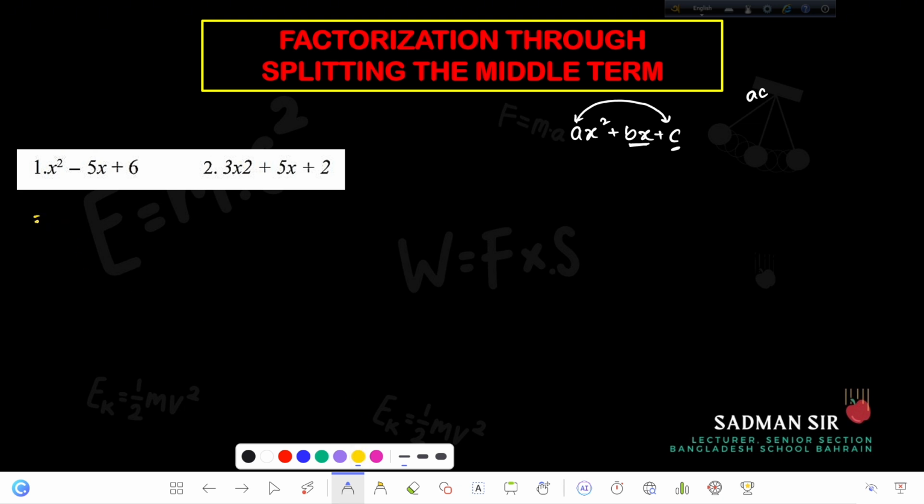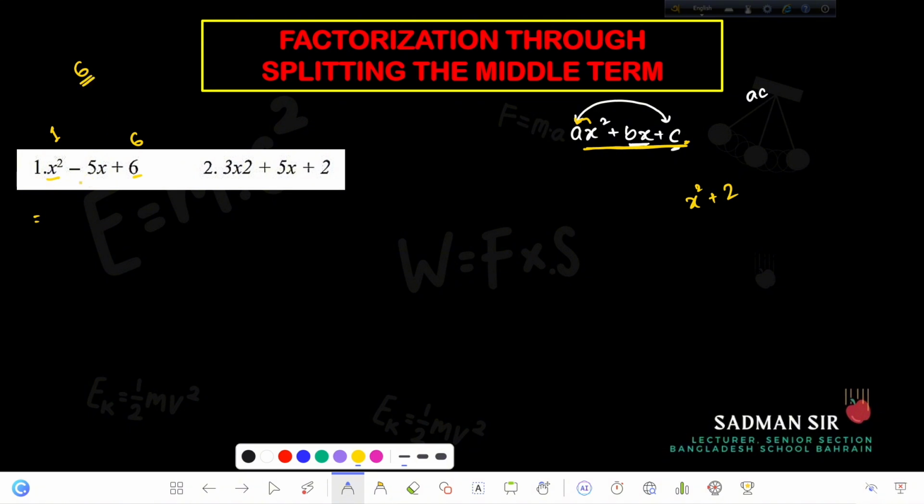The first one, you can see the question is given: x square minus 5x plus 6. So if I match this given expression with this format, then the coefficient of x square here is a, and the coefficient of x square is 1. Remember, whenever there is no number written with it, for example if I write x square plus 2, with x square no number is written, so the coefficient is 1. So here the value of a is 1, and c is 6. So 1 into 6 gives us 6.